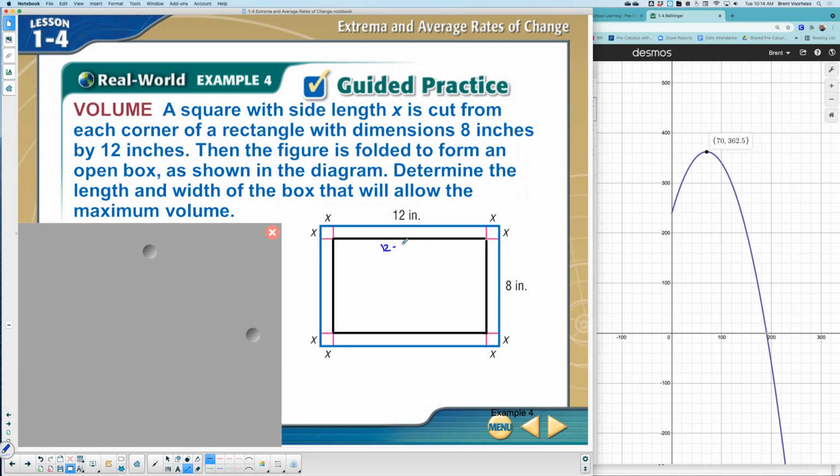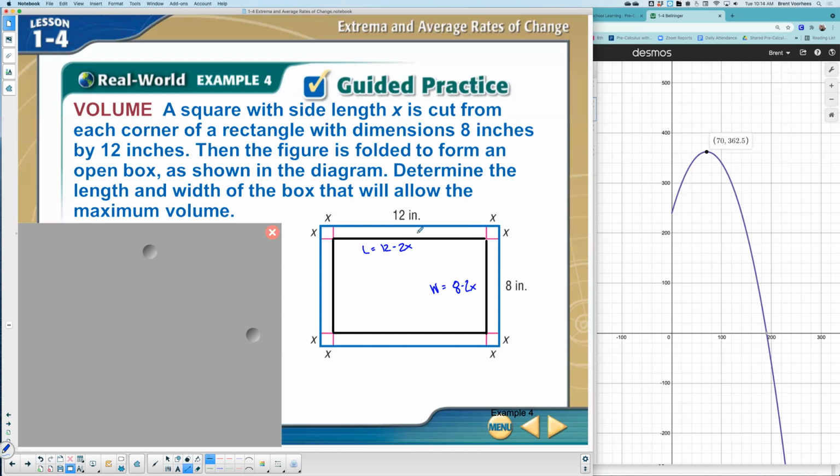That would be 12 minus 2x. Good, because we lost 2 x's. Now the width, notice the same thing happens. It was 8 on this blue line. But now the black line is shorter. It lost an x and another x. Mathematically, what does that mean our width is? 8 minus 2x. Now what I'm going to do to help me out is I'm going to say this is W, and I'm going to say this is L.